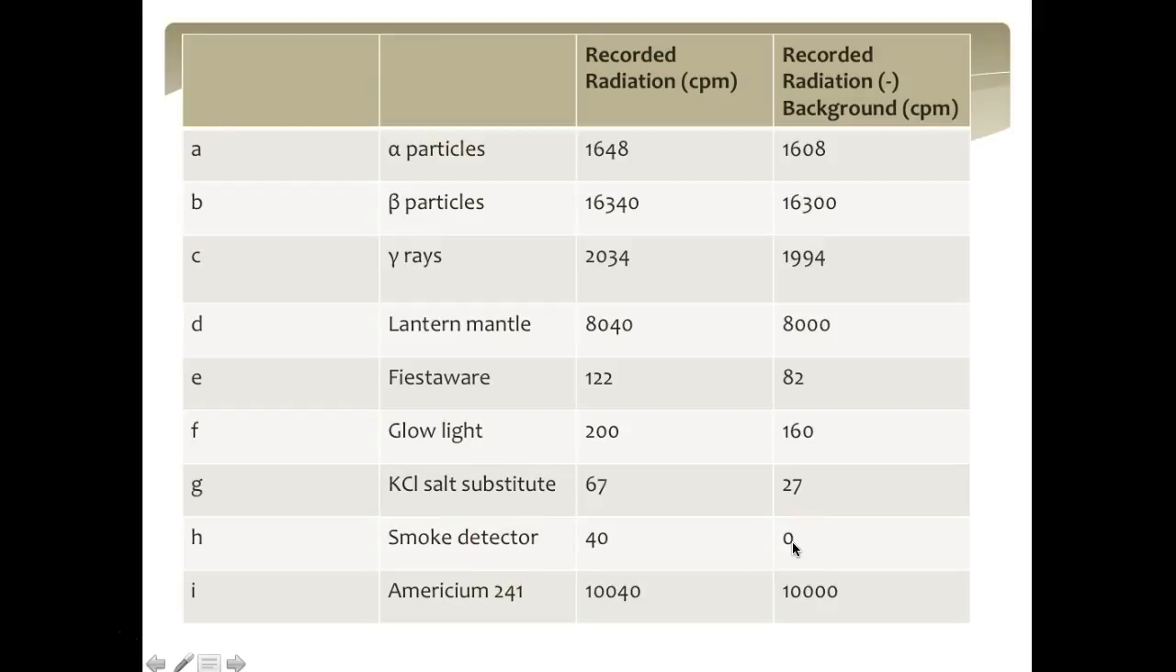All right, which is why they ask you to make sure to check your smoke detectors in your house periodically, that the covers are intact and they're not broken or cracked. The other thing that stands out is the lantern mantle, which is around 8,000 CPM. So the americium-241 is pretty high, followed by the lantern mantle, which is 8,000. And comparing alpha, beta, and gamma, you can see that the beta particle source seems to have the highest, 16,300.